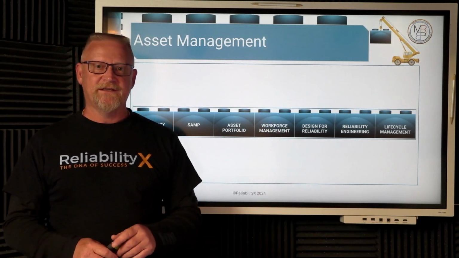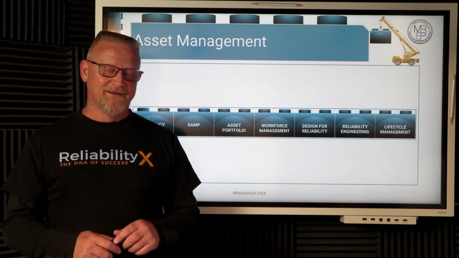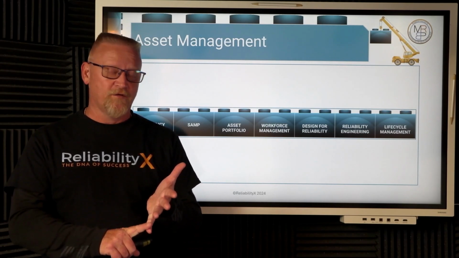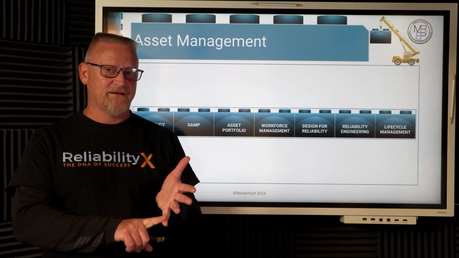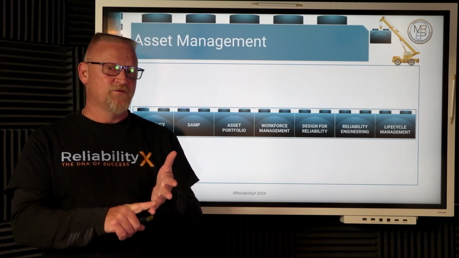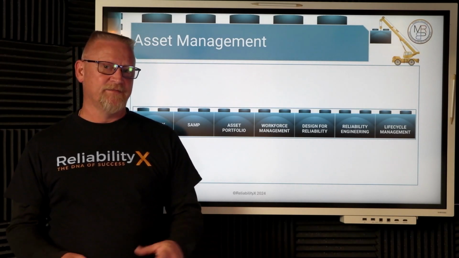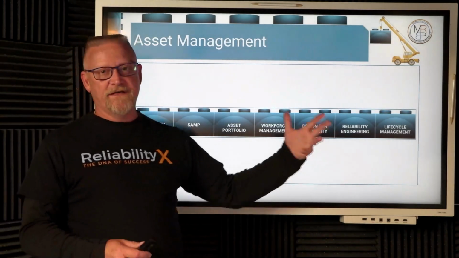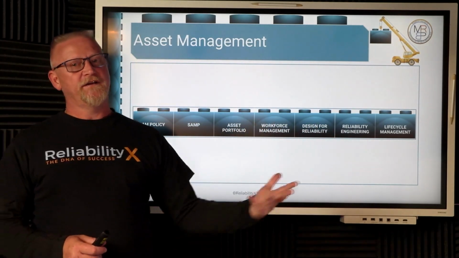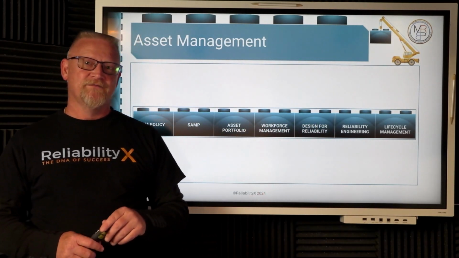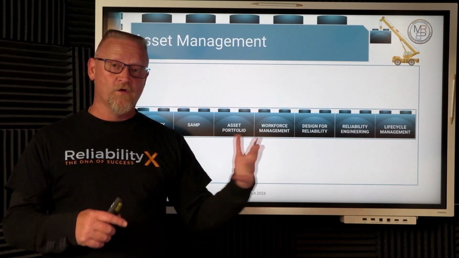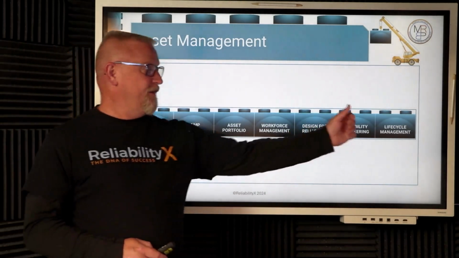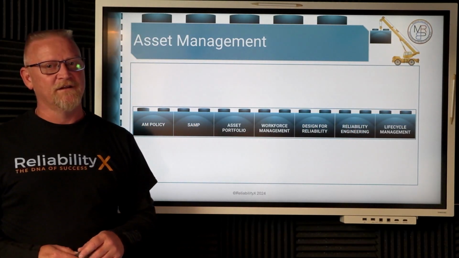Design for reliability, everything up front, ensuring that the asset, when it lands at our plant, is both of the appropriate reliability for the expected outcomes, as well as designed for maintainability so that we can maintain it appropriately. Reliability engineering, the forward-thinking engineering necessary to ensure that future assets coming in or assets that need to be replaced are evaluated appropriately. And on the last end of this, our last building block is life cycle management.